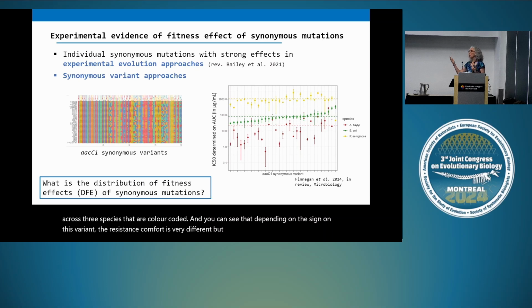But from these 2 kinds of evidence, we don't know anything about the distribution of the fitness effect, because in the first case, we have the effect of individual mutations, and in the second case, we have variants that differ by many positions. So we don't know if the effect we see is the combination of small effects at each position, or if the majority of the synonymous mutations are neutral and some of them have a large effect. So that's the first question we wanted to ask.